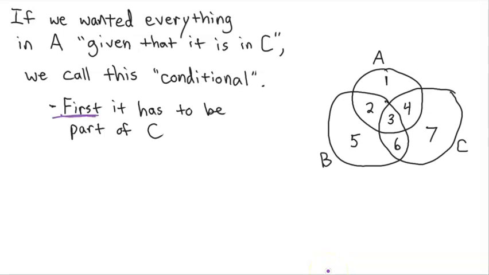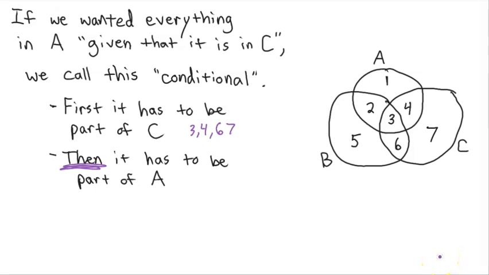So first, it has to be a part of C. We're not going to look at the A's first. Given that it's in C, first we're going to look at C. C includes 3, 4, 6, and 7. So we're only going to be selecting out of those that are in C: 3, 4, 6, and 7.